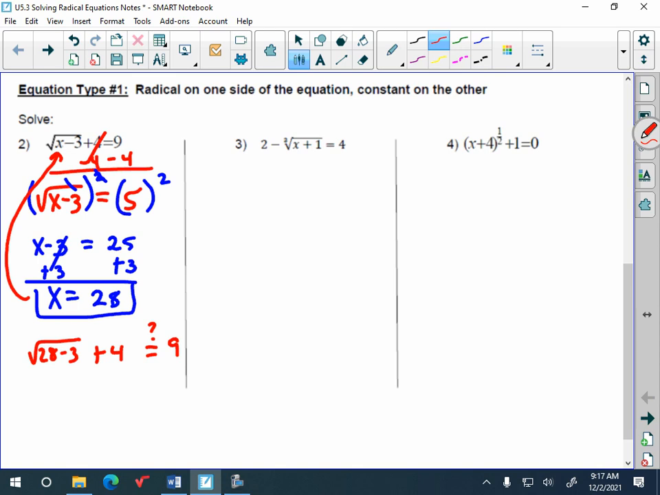All right, 28 minus 3 is 25, plus 4, square root of 25 is 5, plus 4, 5 plus 4 equals 9. So yes, 28 is the solution to the problem.